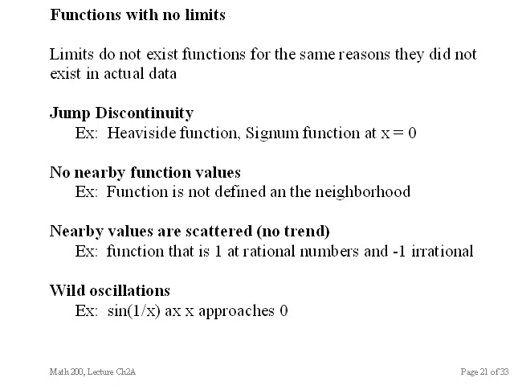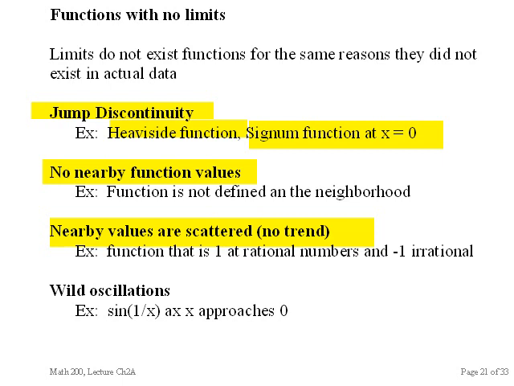Functions fail to have limits for the same reasons that the actual data fail to have limits. First, there could be a jump in the function, a jump discontinuity. Several functions exhibit these kinds of discontinuities. Two of the most famous ones are the Heaviside function and the Signum function, and they have a jump at x equals 0. There could be no nearby values. For example, the function might not be defined in the neighborhood of the point where you would like to take the limit.